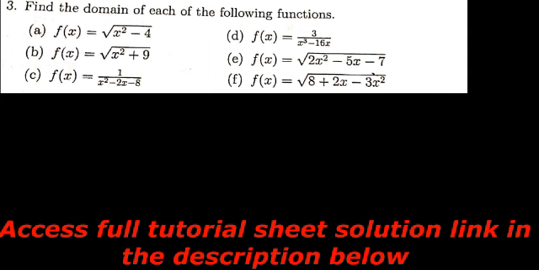So let us now talk about how to find the domain of a radical function and a rational function. We'll begin our discussion with the radical function. Any function that is in a square root, we call it a radical function. So now, how do we find the domain of a radical function? Let us try to understand something.